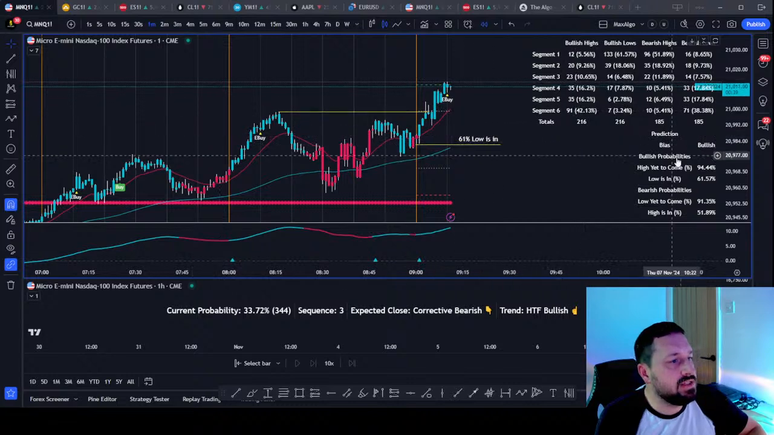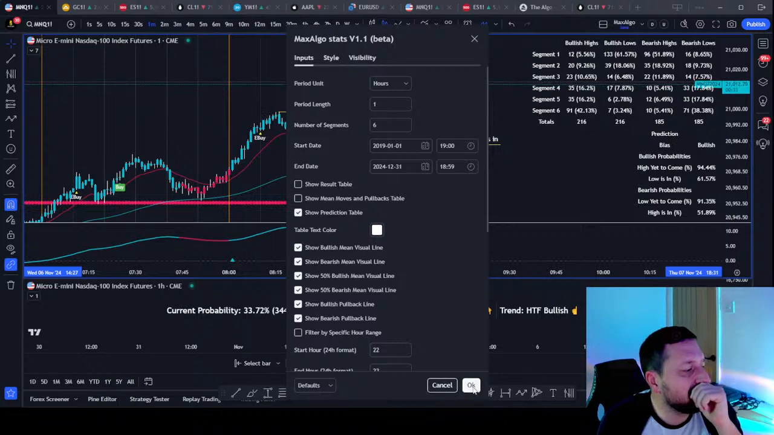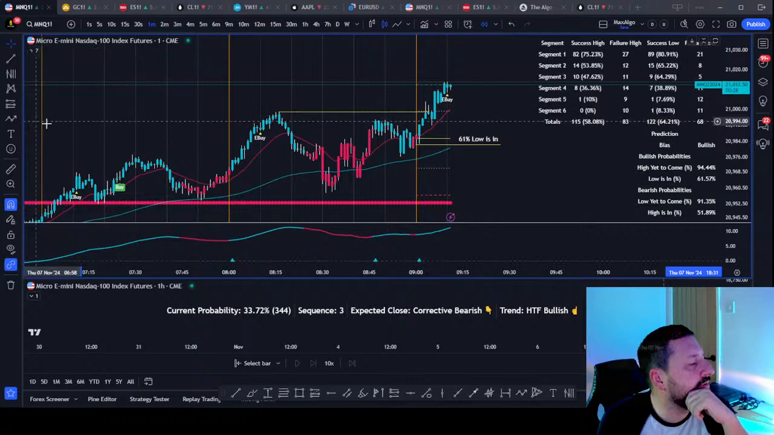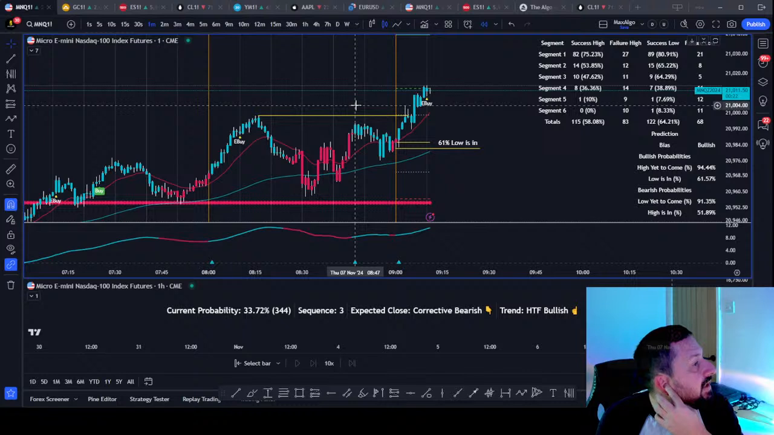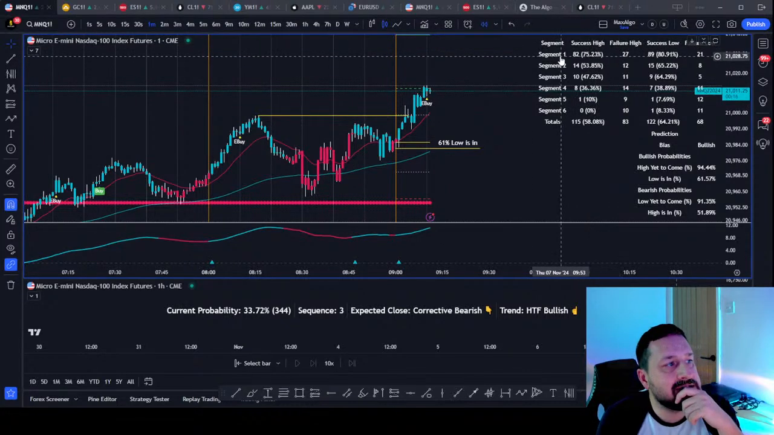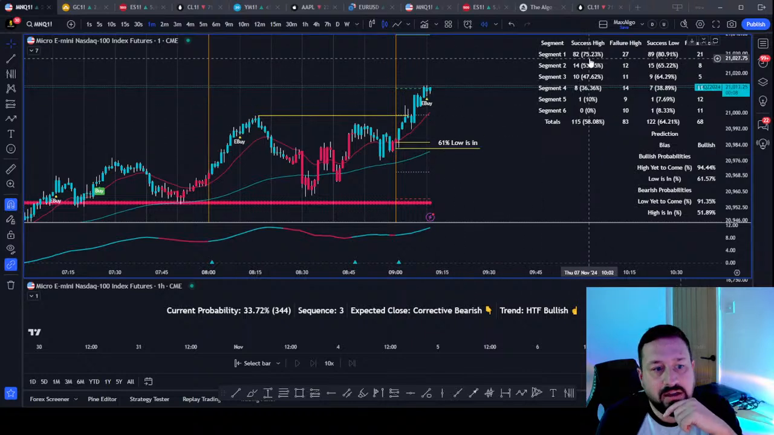And let's have a look at our open data. Our return to open data. This could be interesting. Might get a trade off this. So, we took the high in segment 1, which is in the first 10 minutes. And when we take the high in segment 1, your prediction is saying the high is 100%.